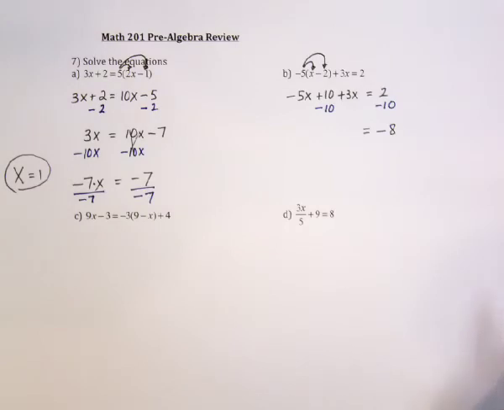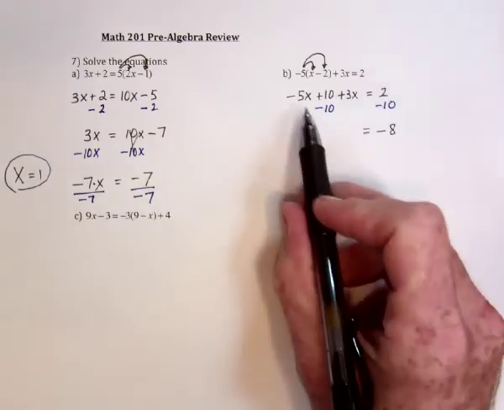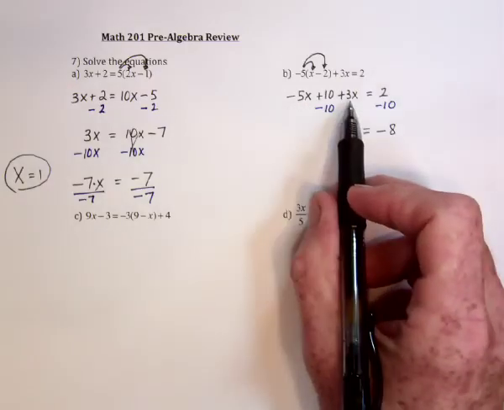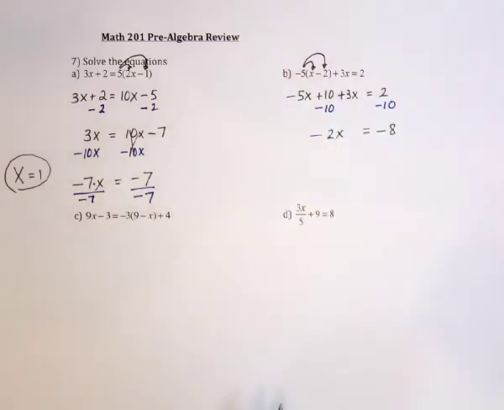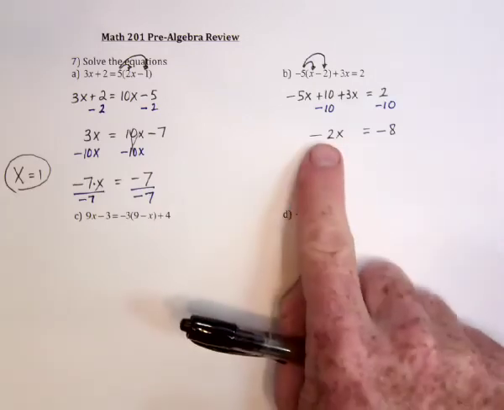On the other side there's a negative 5x and a positive 3x. The x's can be combined. Since it's negative 5 and negative 3, that combines to make negative 2x. Then we just have that last step where I need to get rid of this negative 2.